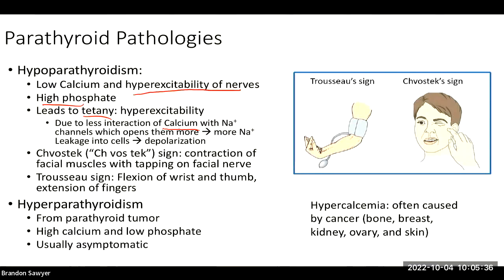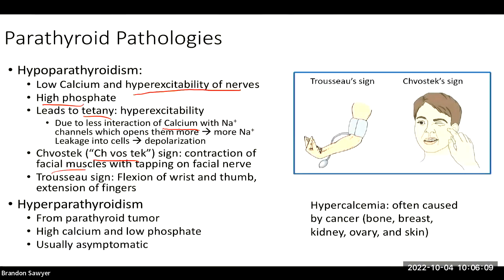And so there's 2 primary signs that are used for this. Chvostek sign right here is contraction of the facial muscles with just a little bit of stimulation. It's usually a little bit of tapping or just rubbing on the face, and it leads to a contraction of those muscles. Then Trousseau's sign is contracting all those flexor muscles in the wrist and the hand, and it can just kind of be stuck like that. So those are signs of that tetany or hyperexcitability.